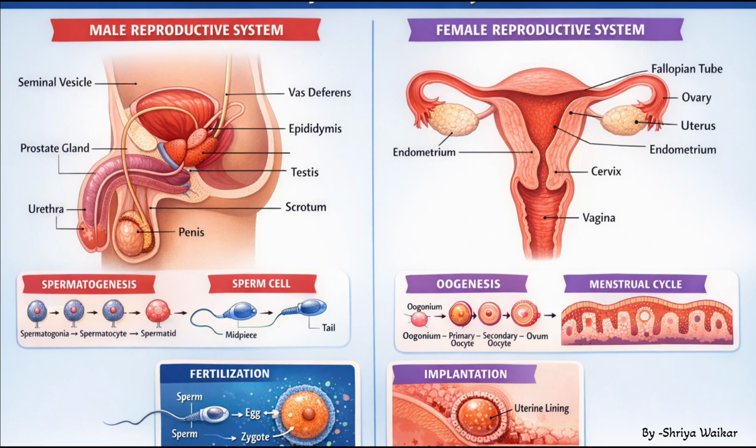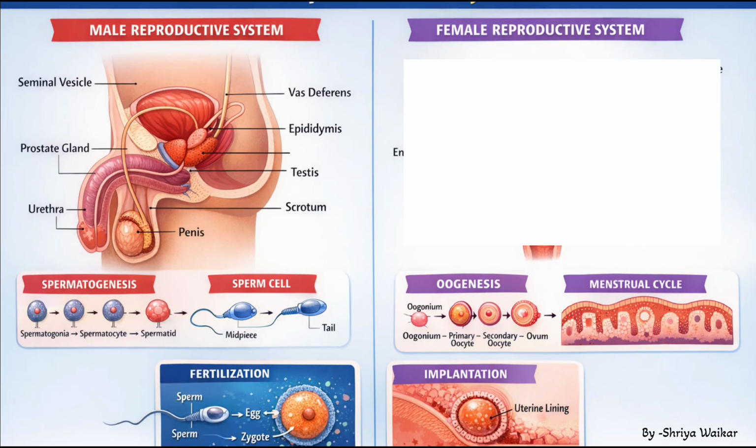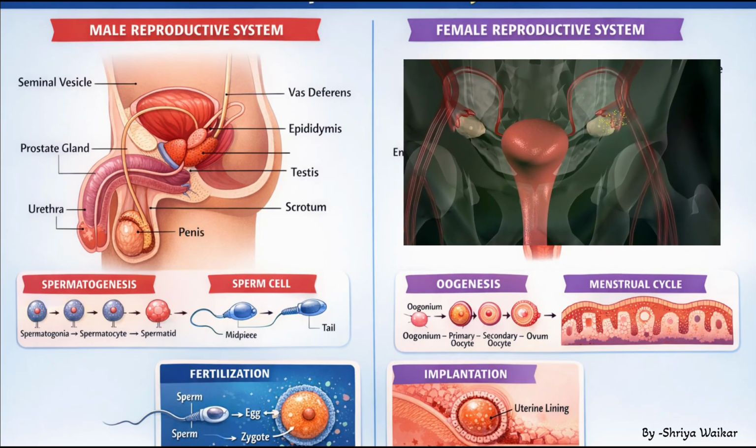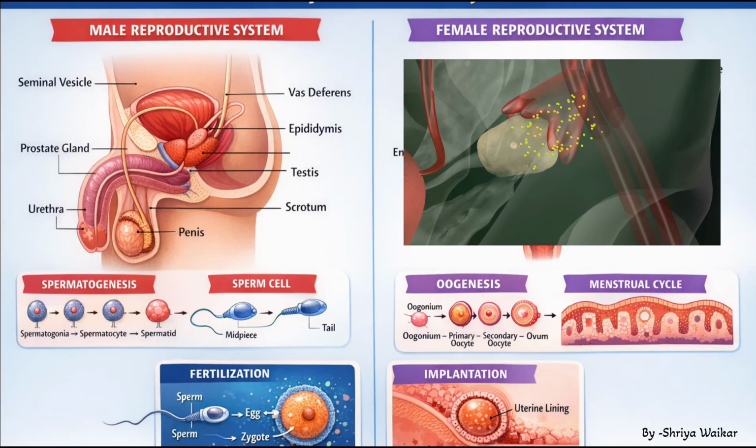The male reproductive system. Now let's first understand the male reproductive system. The primary sex organ in male is the testis, and humans have a pair of testes which are located in a pouch called the scrotum. Then why scrotum? Because spermatogenesis requires a temperature of 2 to 2.5 degrees Celsius lower than body temperature, and that is why the testes are outside the abdominal cavity. The function of testis is to produce the sperm, that is spermatogenesis, and secretion of testosterone.